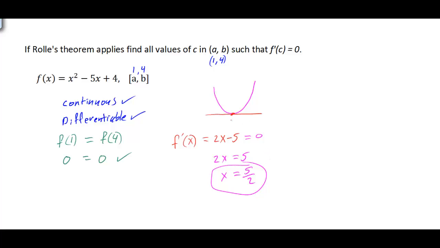In other words, this would be our critical number. This is where the graph changes direction with our horizontal tangent line. So this is the c value that we're talking about between a and b. Okay, so really not a whole lot to Rolle's theorem. Just realize if these three conditions are met, that more or less tells us this value here does exist.